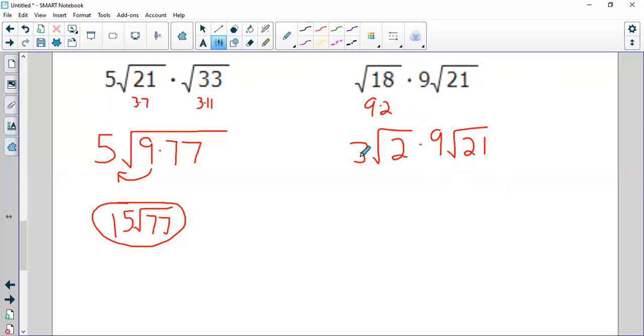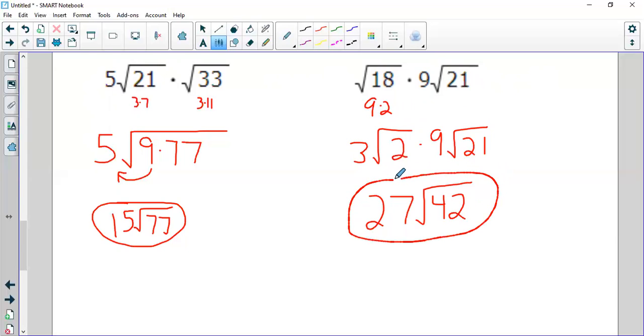And now I'll multiply the coefficients together. 9 times 3 is 27. And 2 times 21 inside the radicals, the radicand numbers, is 42. 42 has no perfect square factors. Here's my final answer. So sometimes breaking these numbers down ahead of time makes the second step a whole lot easier because the numbers are more workable. They're smaller. They're more comfortable numbers.